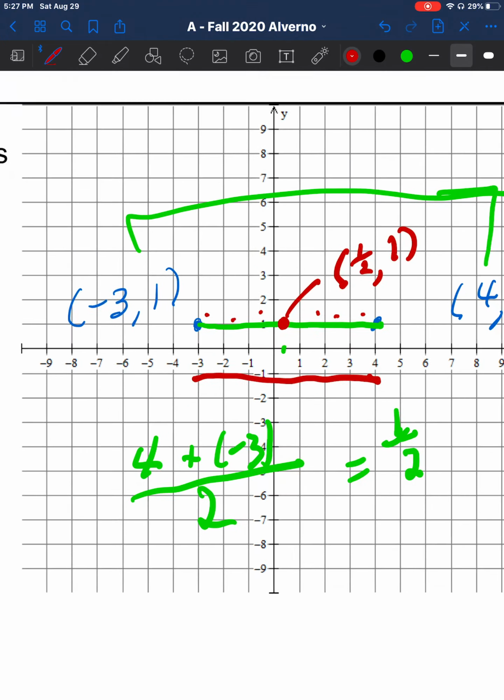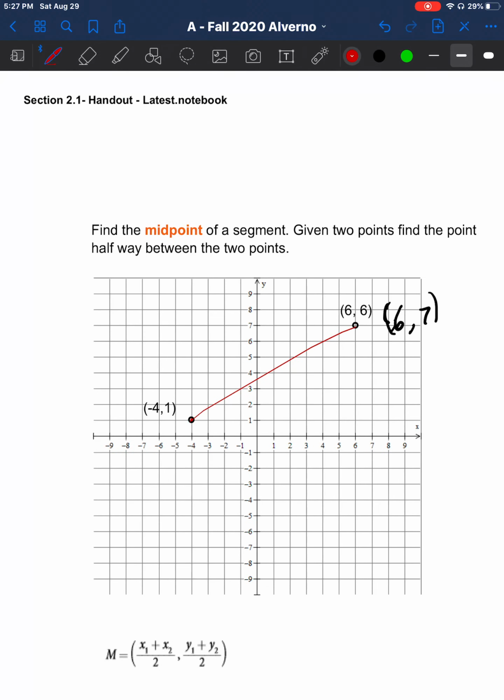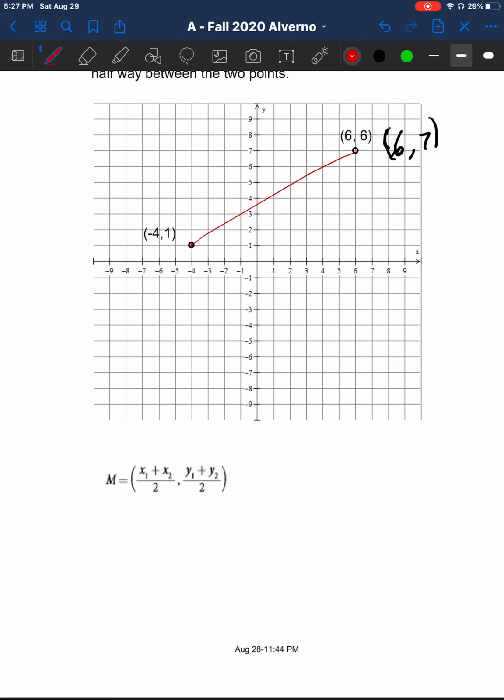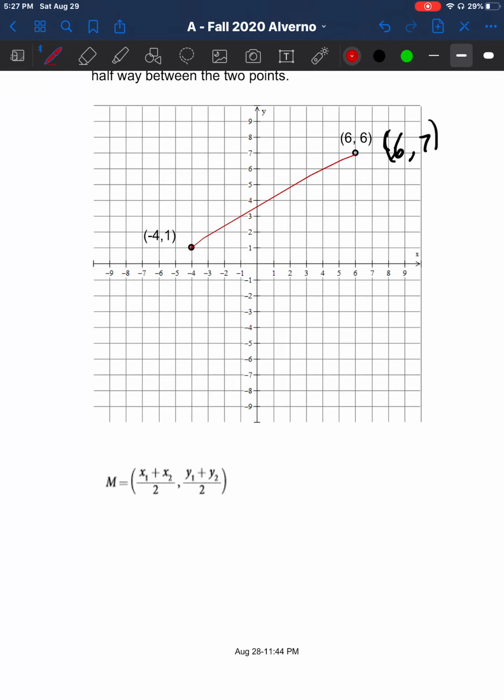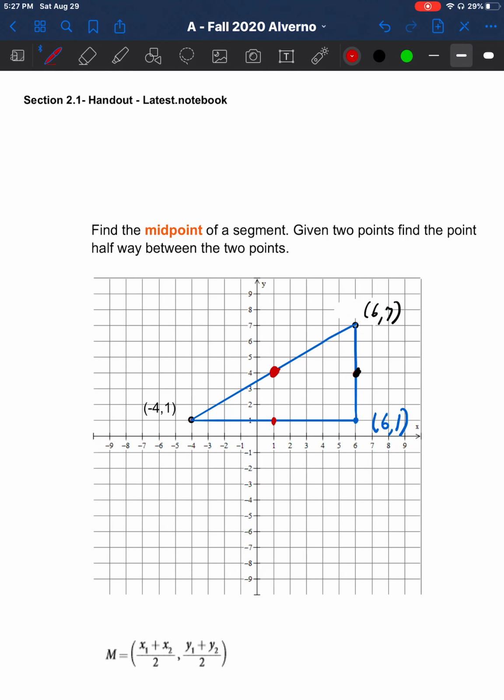Now, if we wanted to do this for any 2 points that aren't lined up like that, we're going to do what we did for the x values, the things along the x-axis, or the things along the y-axis. We're going to do that for the points. This ultimately turns out to be the formula, and we're going to look at how it comes about.